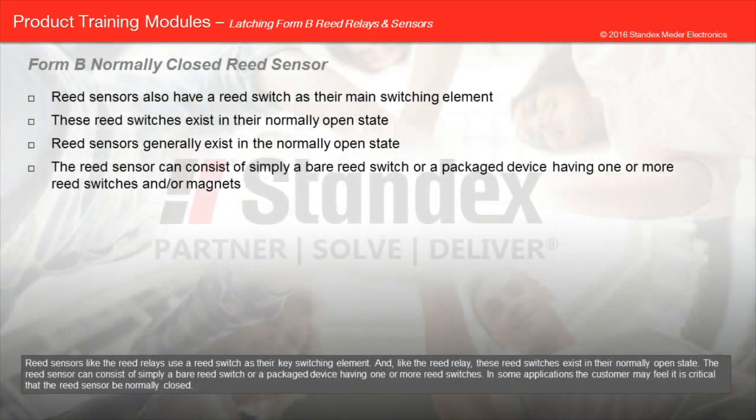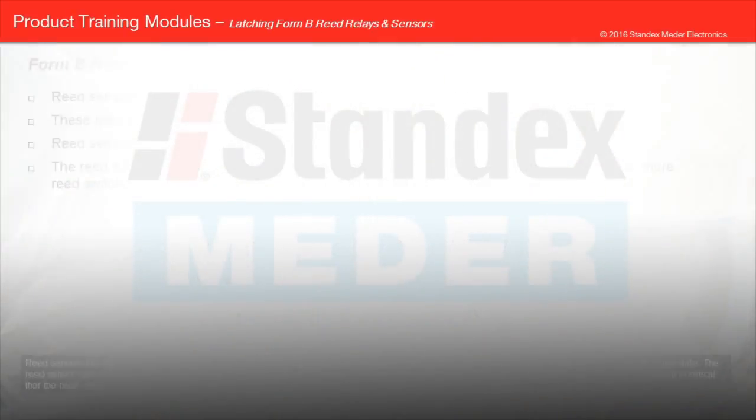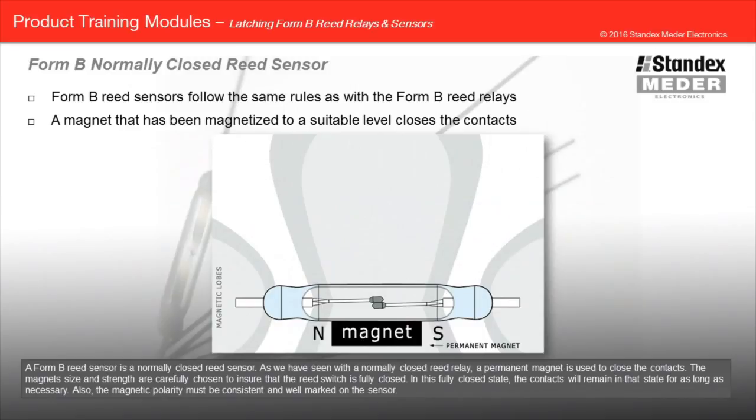Reed sensors like the reed relays use a reed switch as their key switching element. And like the reed relay, these reed switches exist in their normally open state. The reed sensor can consist of simply a bare reed switch or a packaged device having one or more reed switches. In some applications, the customer may feel it's critical that the reed sensor be normally closed. A Form B reed sensor is a normally closed reed sensor.